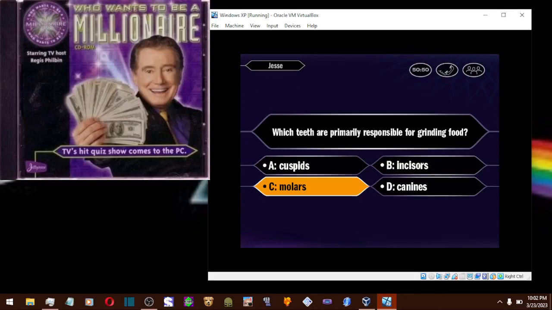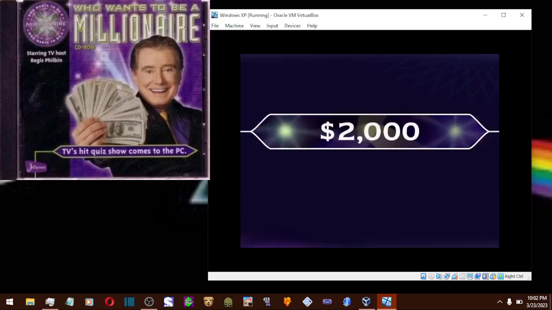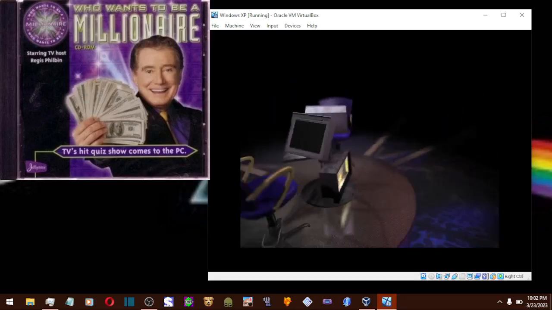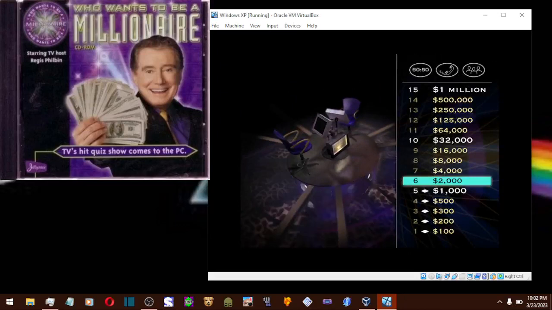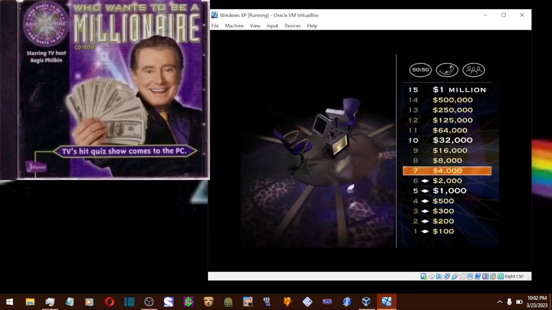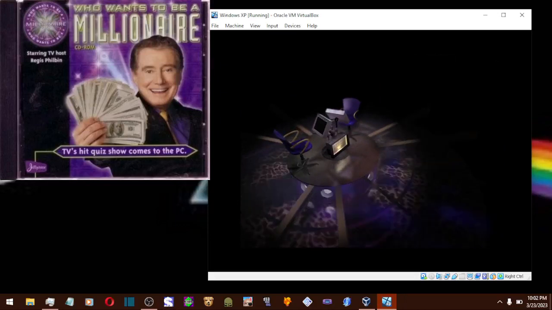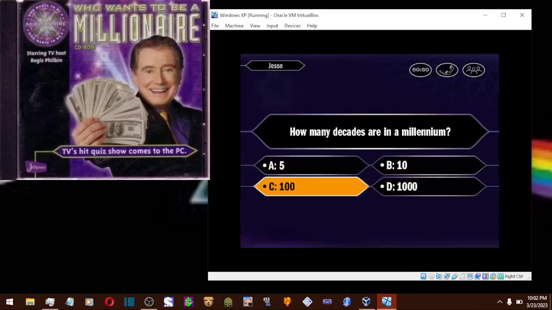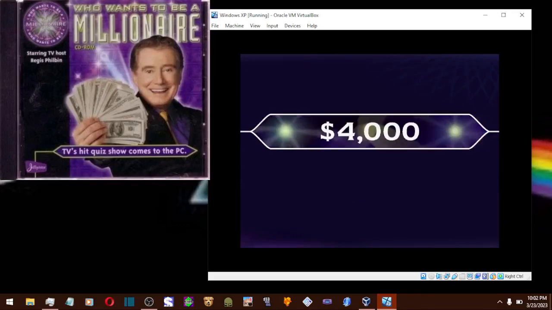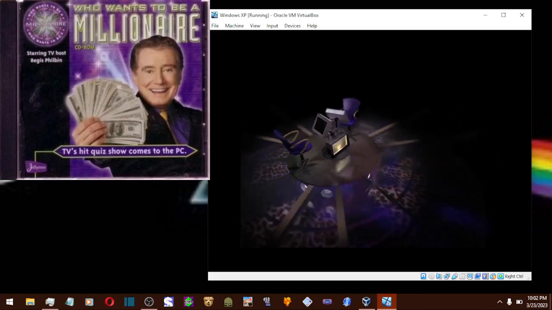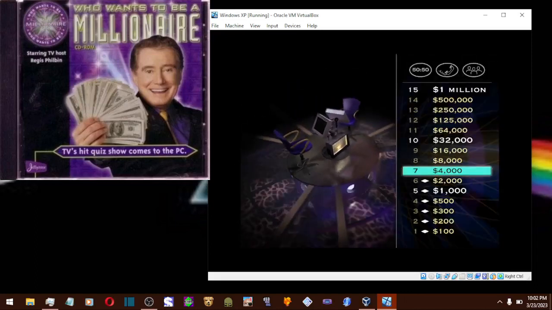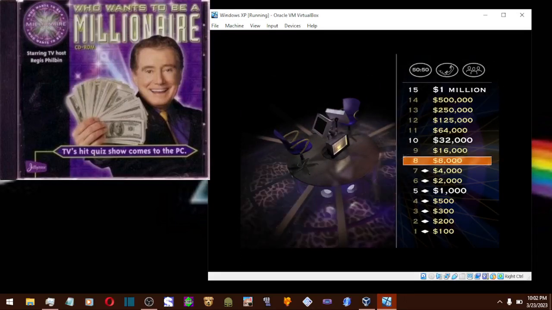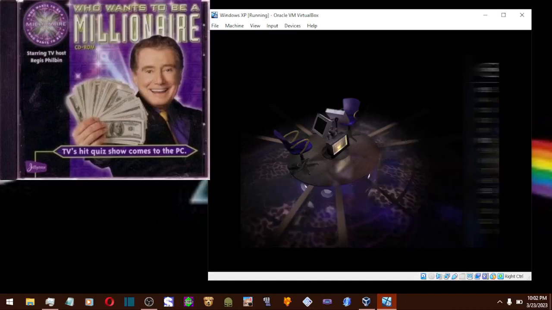Answer C is the one you want? And you're absolutely right. You've reached $2,000 and moving right along, with just 9 questions to go. For $4,000, here we go. So you like C. And that is correct. Okay, you're at $4,000. Just 8 questions away from the million. Take a look at your next question. It's worth $8,000.